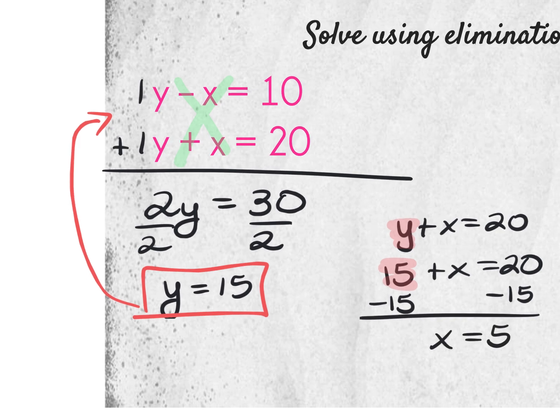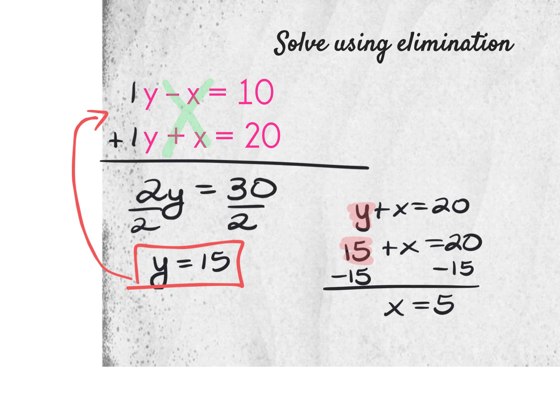And again, when you write it as an ordered pair, x goes first, y goes second. If you do not put it in the ordered pair in the right order, I will take off points. And again, you can do the check here to make sure it works. I highly recommend the check because one little sign mistake and your answer could be wrong. It could look right, but it could be wrong by just a simple calculation error.